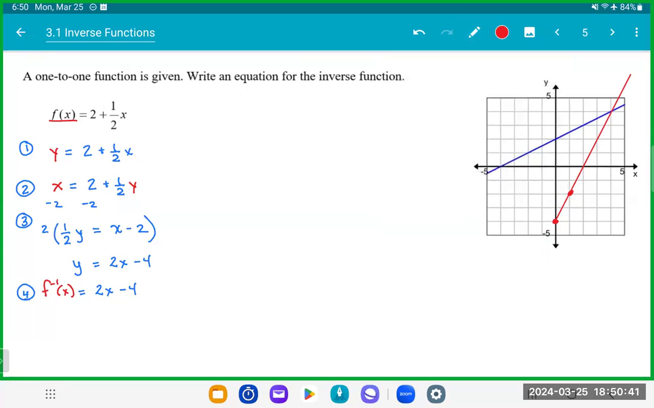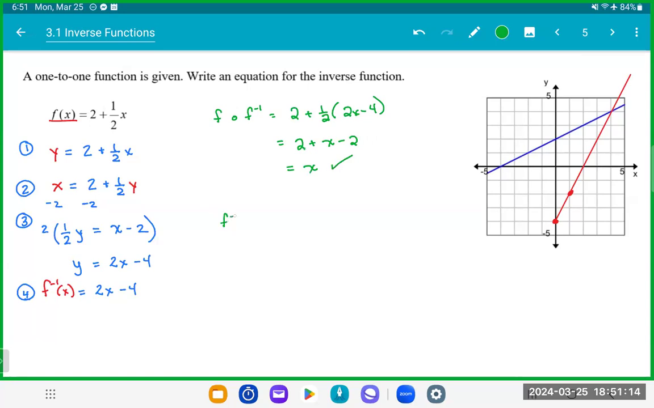You could also test, just to check our work. We won't do this on all of them, but if I did F of F inverse, that's going to give me 2 plus 1/2 times 2X minus 4. That simplifies to 2 plus X minus 2, which equals X. That is what we need, right?